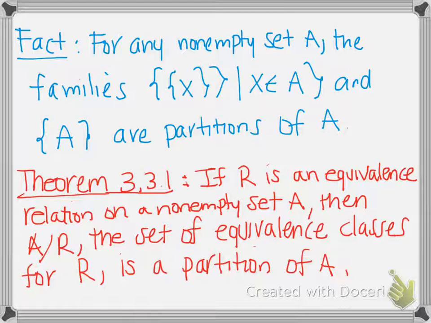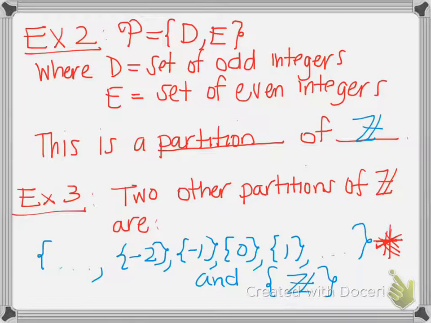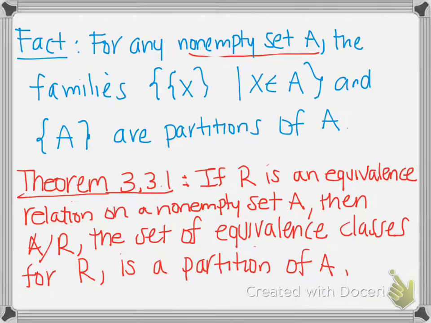But the first fact goes with the last example. For any non-empty set A, the family, so the set containing the set of x such that x belongs to A, that's a partition. So that's that first example on that last page. And the set containing A, the entire set A, are partitions of A. So that's example 3. So, see example 3 for this above fact. Okay.